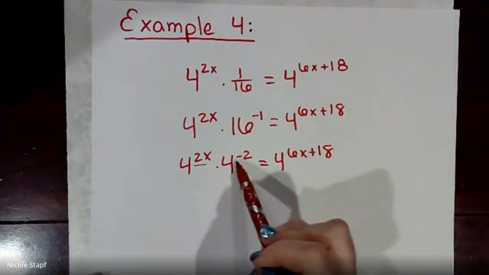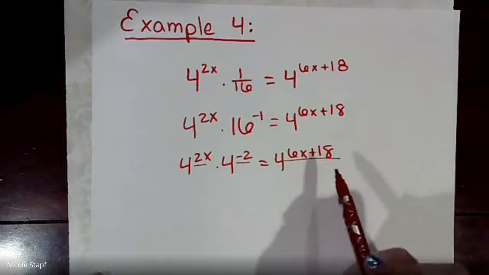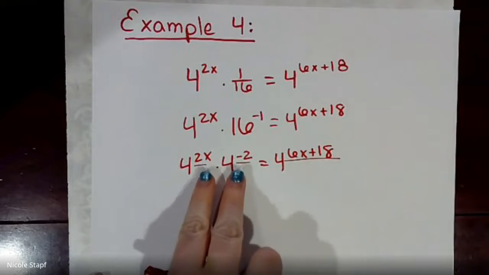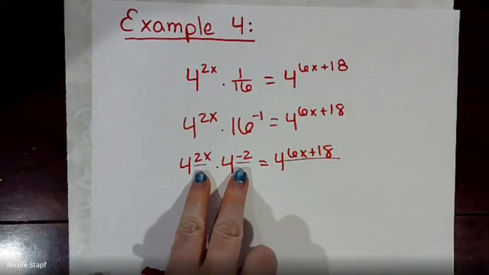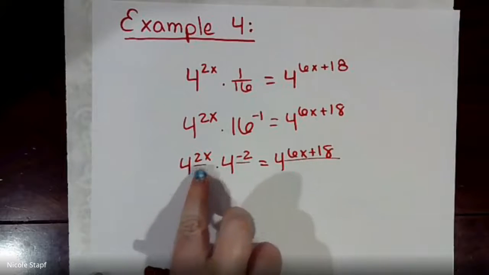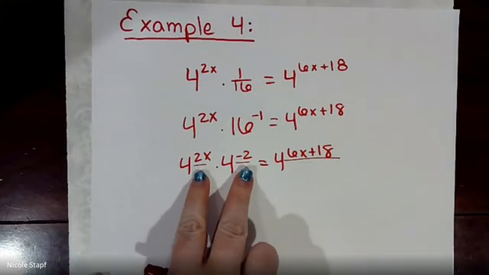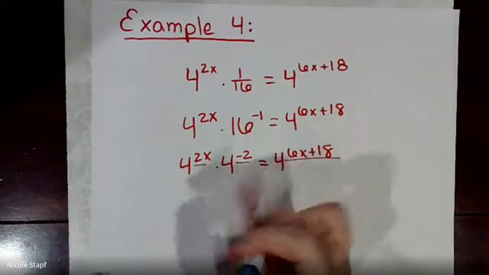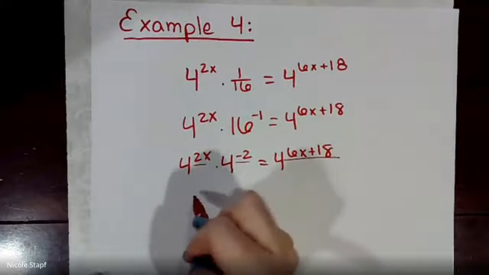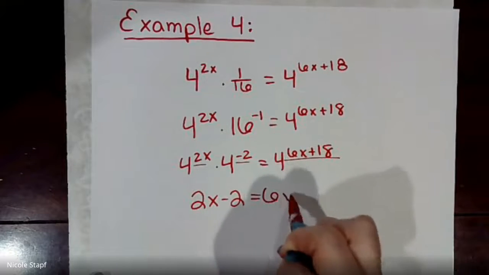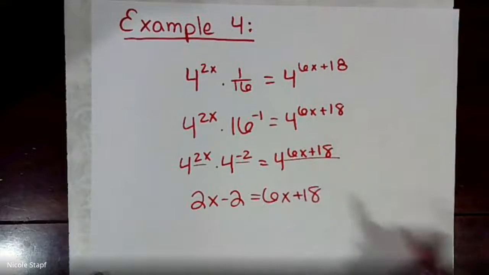All right, now we've managed to simplify to all of these common bases. You might be asking yourself, what am I going to do with these two exponents here? How am I going to handle these? Well, very basic rule of exponents is that when you multiply like terms, you add their exponents. So we're going to add these exponents, or in this case, subtract, because this is -2. So 2x minus 2 equals 6x plus 18.